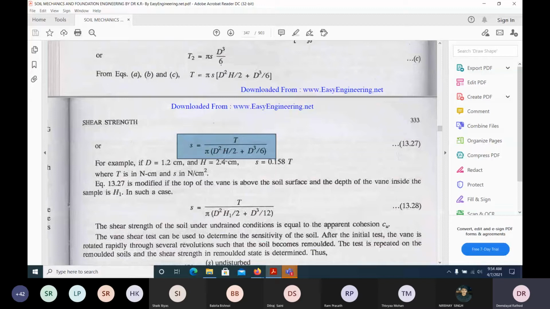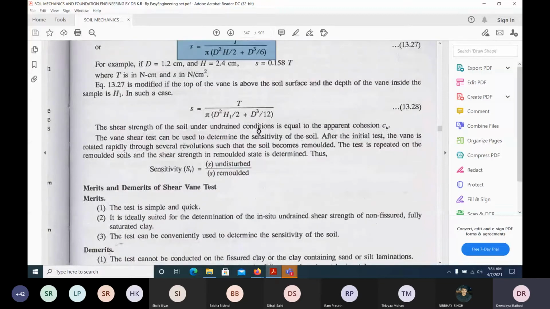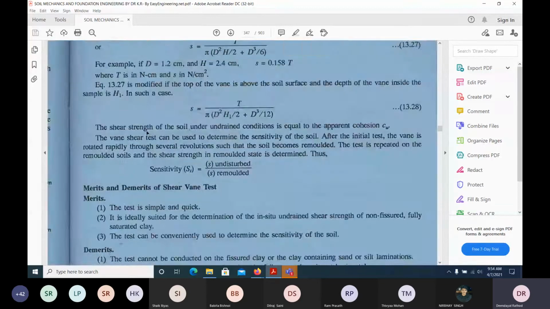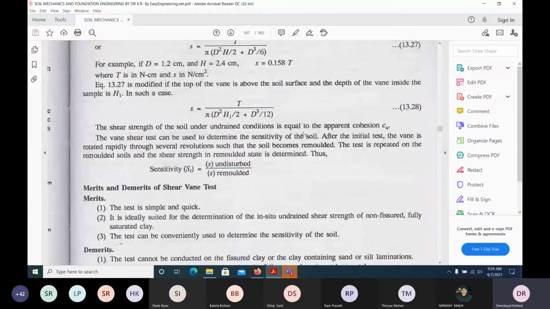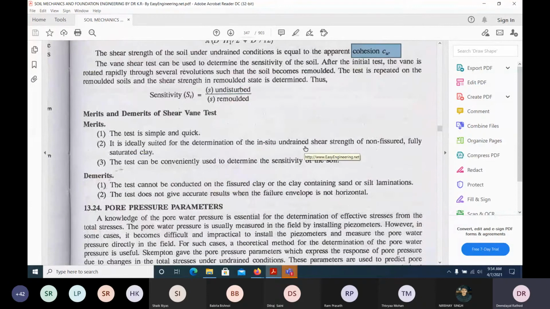What is shear strength here? Shear strength is nothing but the cohesion only, C only. The shear strength of the soil under the undrained condition is equal to the apparent cohesion Cu only, because there is no term like Ce, and the phi term is not there. So here we have only the C term. Remember that by using the vane shear test, you will get only the C value. That is, for cohesive soil only.